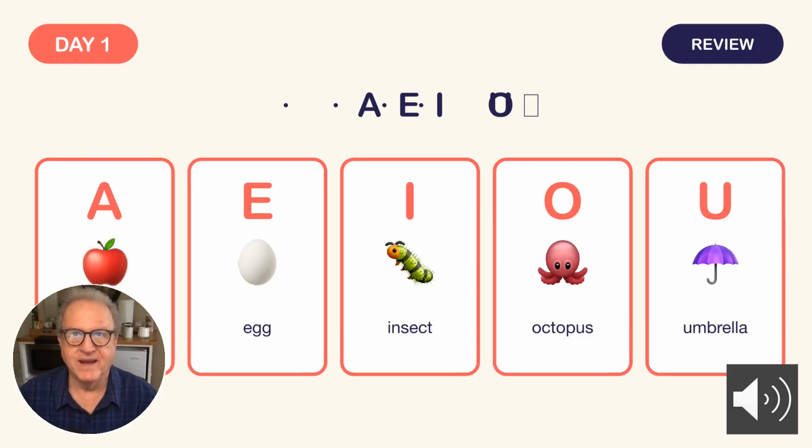How about the sound of A, the short vowel sound of A? And like this word, apple. Apple. What is that sound? Can you hear that vowel sound? Apple. Do you notice that the mouth is open for all of these sounds? The mouth is open. Your mouth is open. Apple.